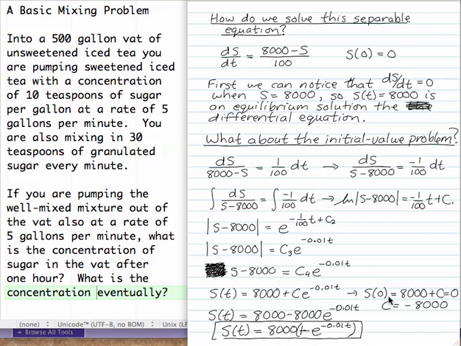And using the initial condition, s(0) equals 0, I can find that c is equal to minus 8,000. s(t), after I factor out the 8,000, is 8,000 times (1 minus e to the minus 0.01 t). As time goes on, this exponential becomes very close to 0, and I approach the equilibrium solution of 8,000.